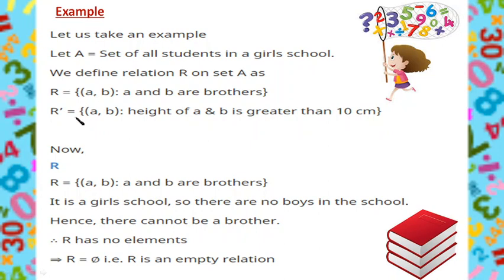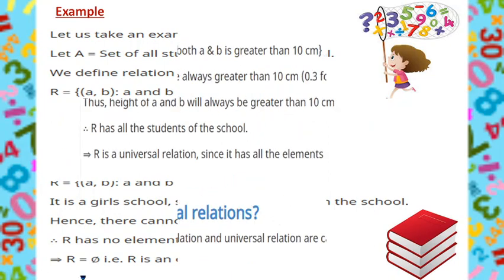Now let's observe these two relations. First one, R: a and b are brothers. It is a girls' school, so there are no boys in the school. Hence, this cannot be possible. There cannot be a brother, and R has no elements. This is an empty relation because it was a girls' school. So how can we have two students who are brothers? This is not possible. So this relation is an empty relation, and R is equal to phi.